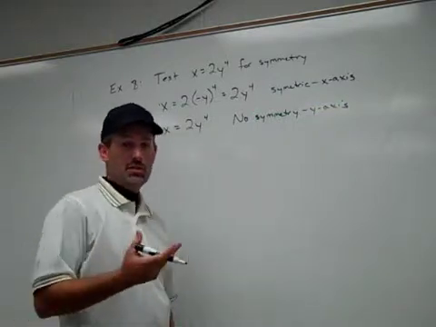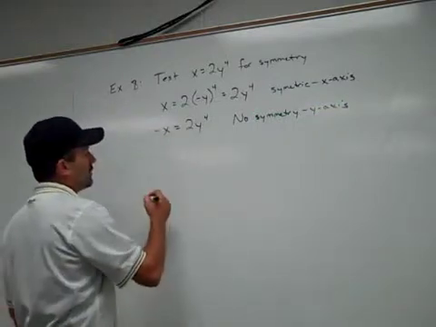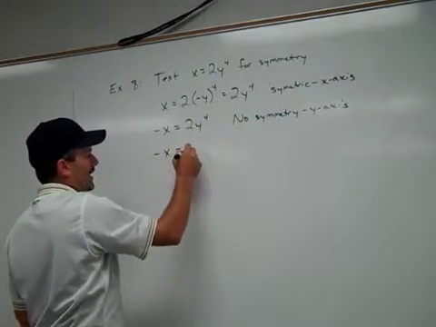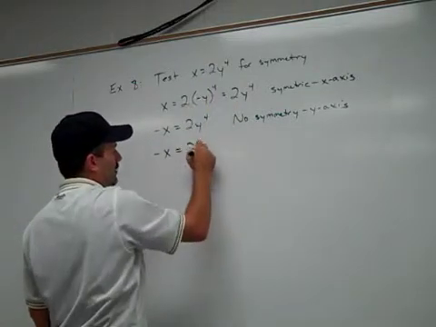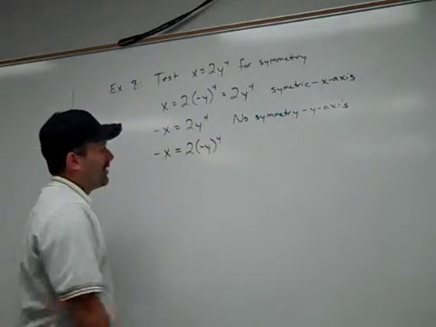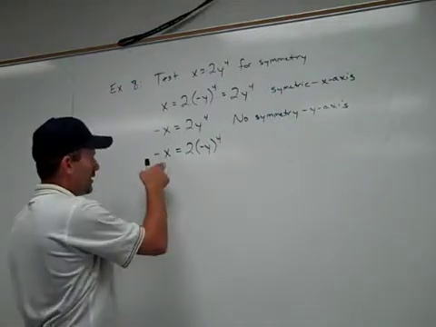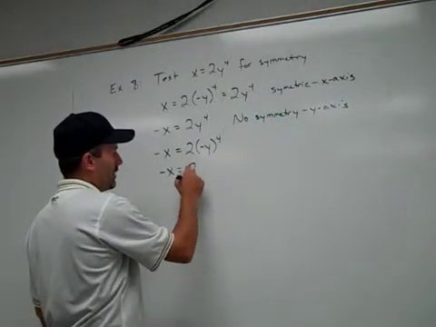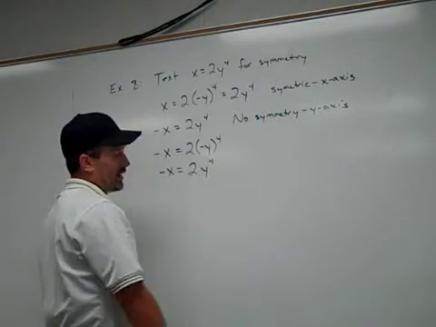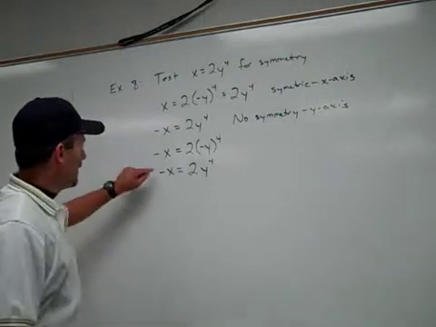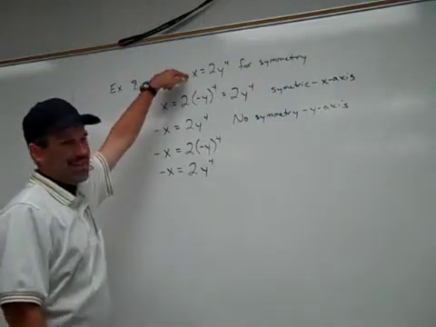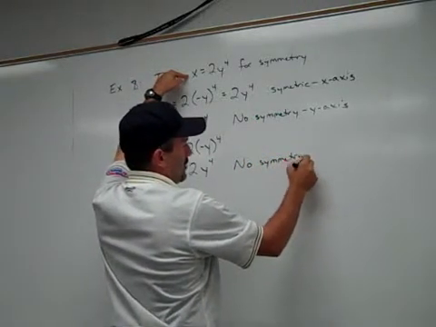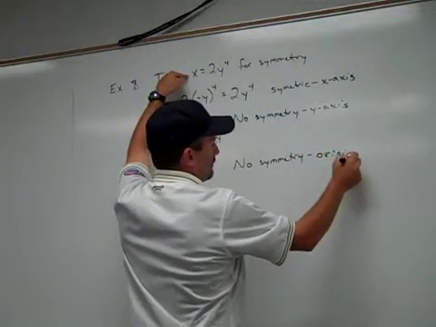Lastly, we have to check for symmetry with respect to the origin. When we do that, we replace the x with a negative x, and we replace the y with a negative y. Well, we've already kind of done both of these things before. This one, nothing happens. It stays as negative x. This one, when we take negative y to the 4th power, becomes 2y to the 4th power. So as you can see, this one and this one are again not the same, so there is no symmetry with respect to the origin.